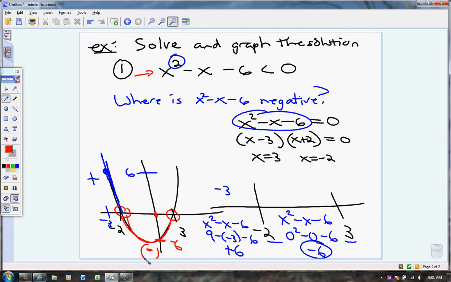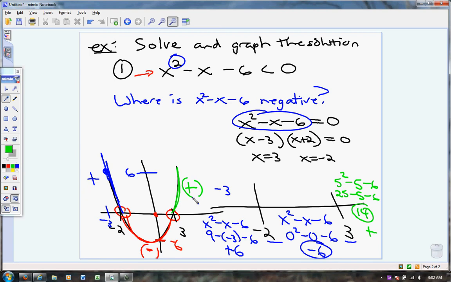Now we need to pick one more just to verify that we've changed sign. Somebody pick a number bigger than 3. 5. So let's plug 5 into our function. 5 squared minus 5 minus 6. That's going to be 25 minus 5 minus 6. 20 minus 6 is 14, and that indeed is positive. So over here, we've got positive values.